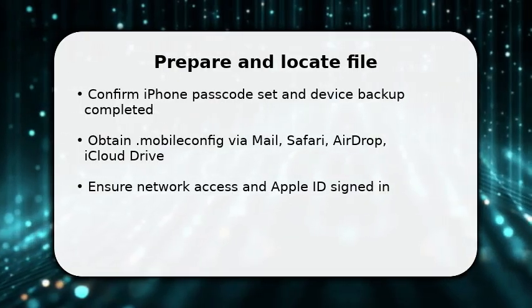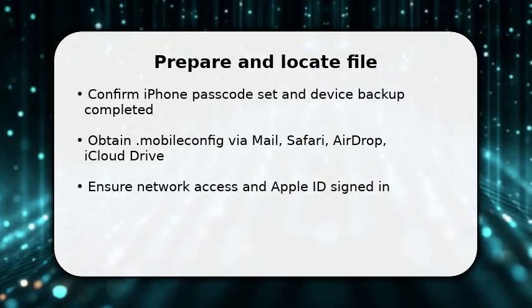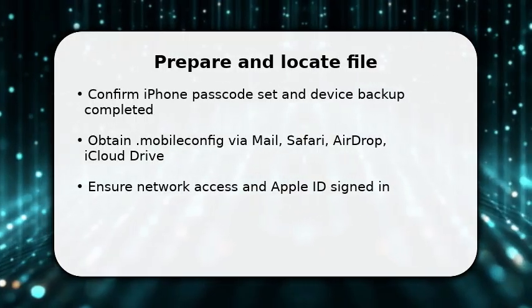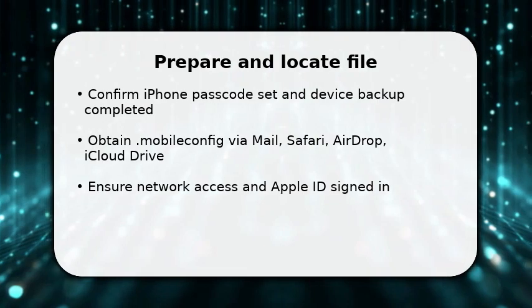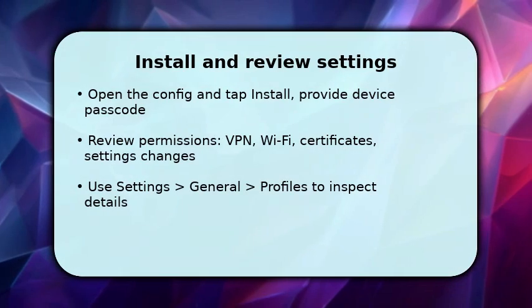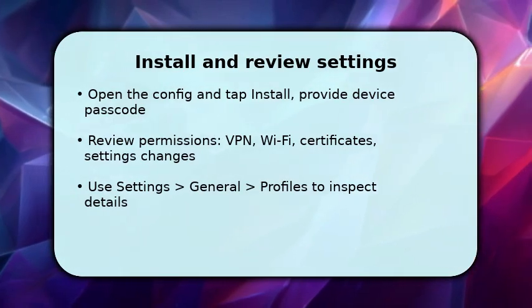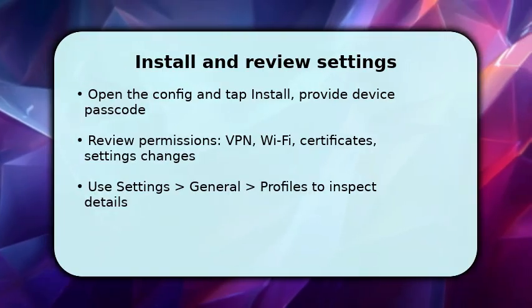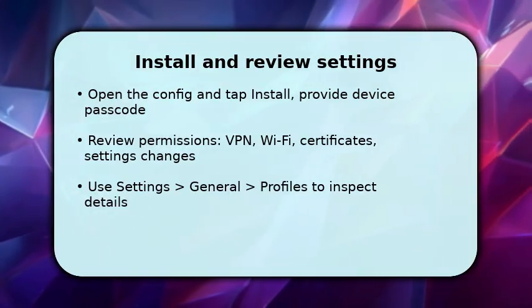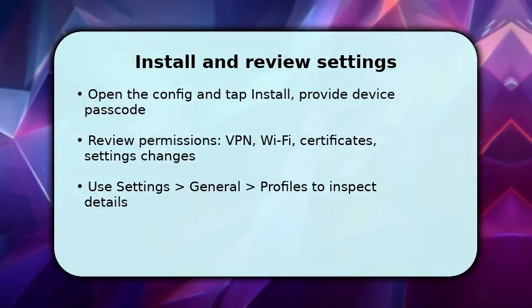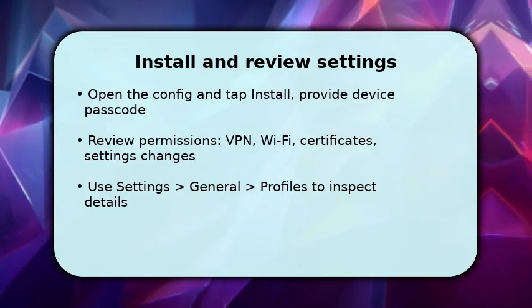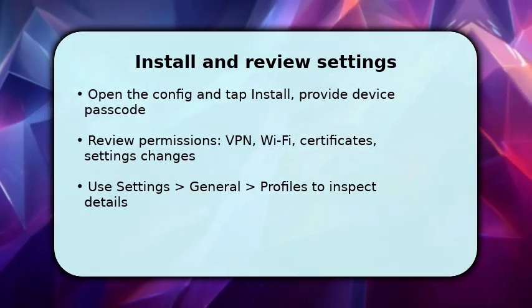Now tap the file to begin. iOS will present an install prompt instead of opening the config directly, so you're ready for the next step. You'll see an install screen describing what the profile changes. Read it to understand permissions like VPN, Wi-Fi, or certificates. Once you tap Install, enter your device passcode, and if required, the profile password.